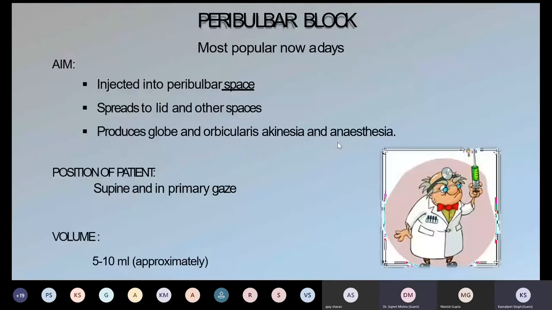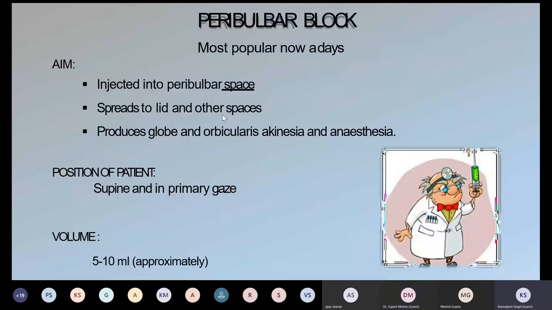So the peribulbar block is injected into the peribulbar space, as I have already mentioned, and it spreads to the lid and other spaces. It is just the local effect on the muscles and around that it goes and does the job. And there is no need of facial block.